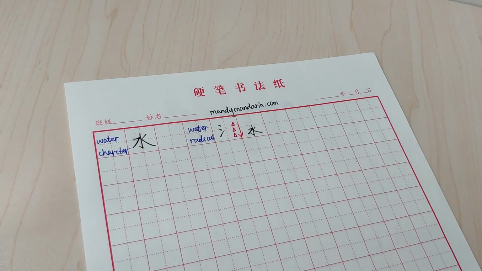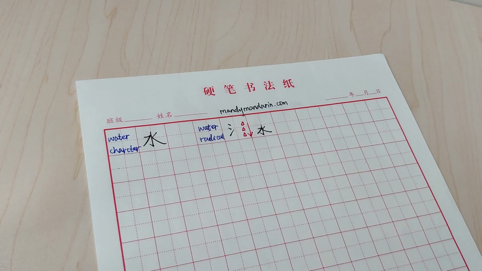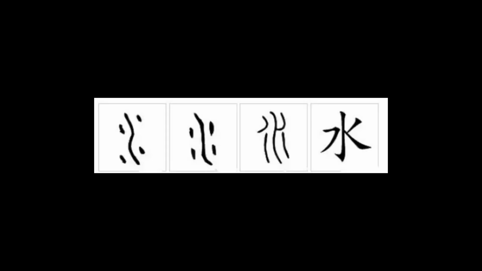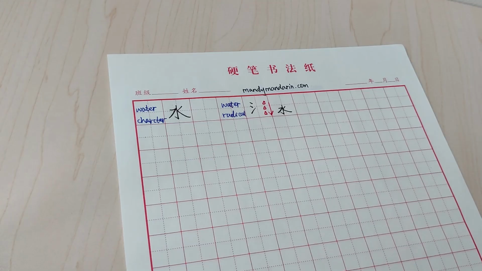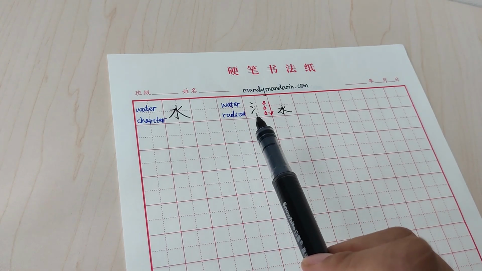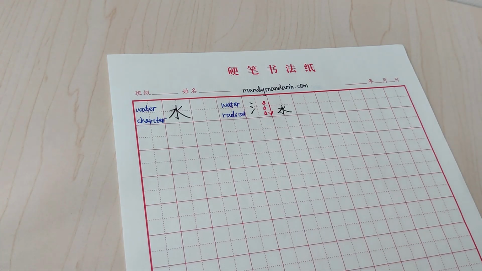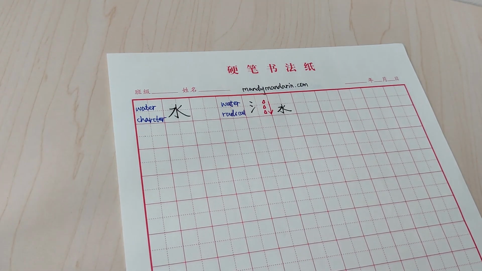Okay. So now we know the water character and the water radical, and now I'm going to show you a picture of the evolution of the water character. So this character is evolved from a picture of a river flowing. As the name indicates, water radical, of course it has something to do with the water, but that's a very big topic. So I sort them out in the following categories.